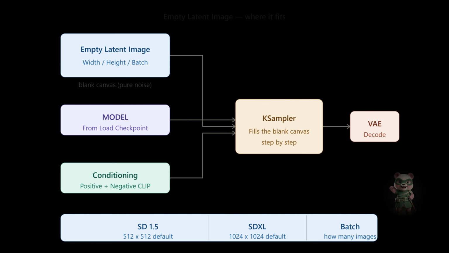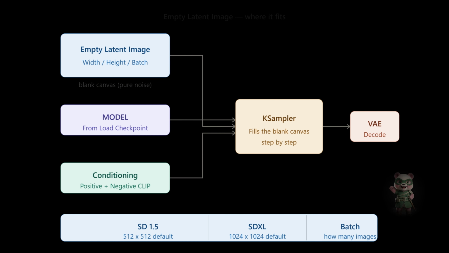It has three settings you control. Width, how wide the image will be in pixels. Height, how tall the image will be in pixels. Batch size, how many images to generate at once. 1 equals 1 image, 4 equals 4 images at once.